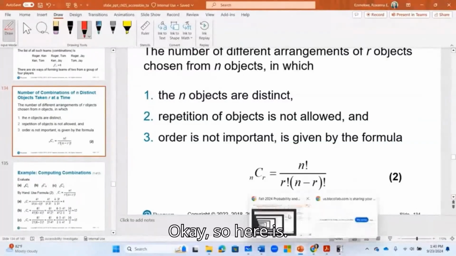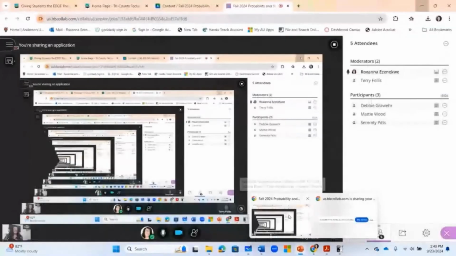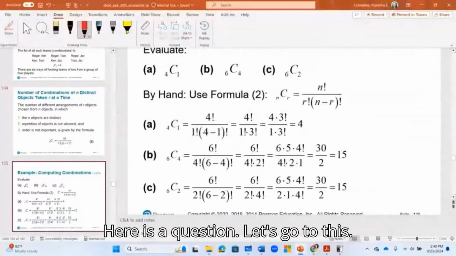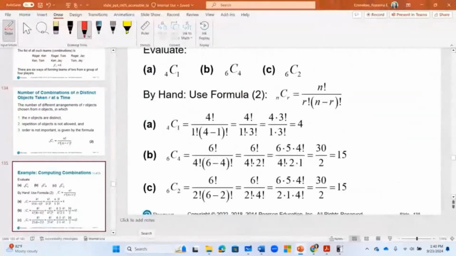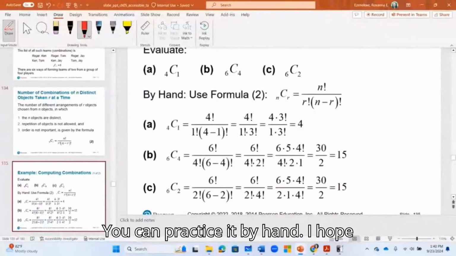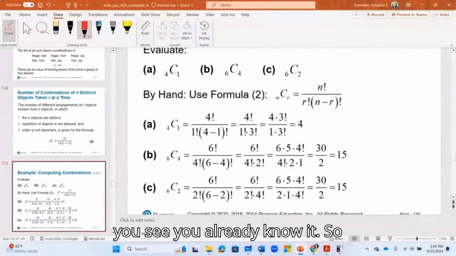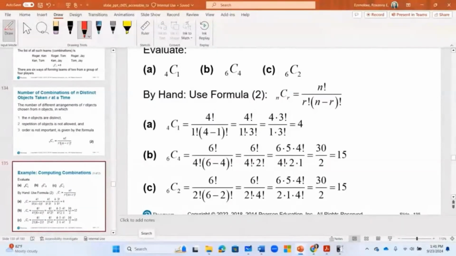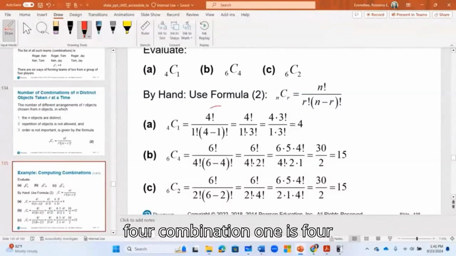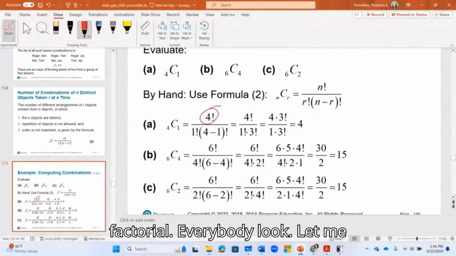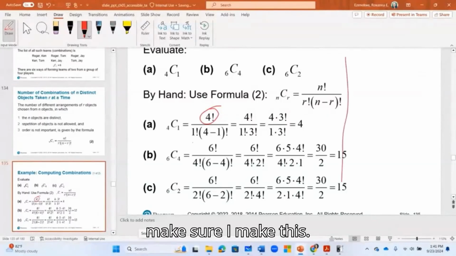Okay, so here is a question. Let's go to this. So see, practice by hand. You can practice it by hand. I hope you see, if you can practice it by hand, you already know it. So for combination, 1 is 4 factorial over 1 factorial into 4 minus 1 factorial. Everybody look.